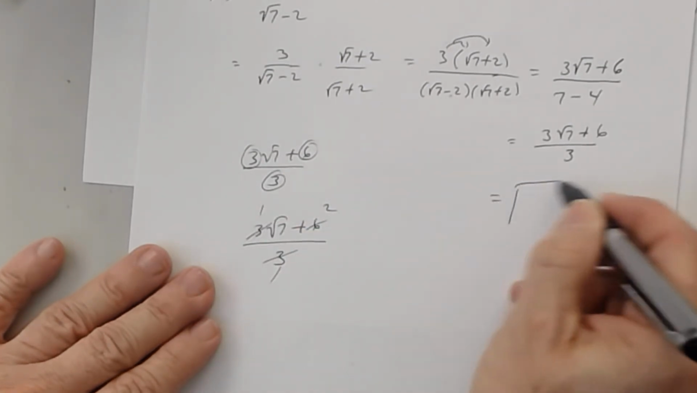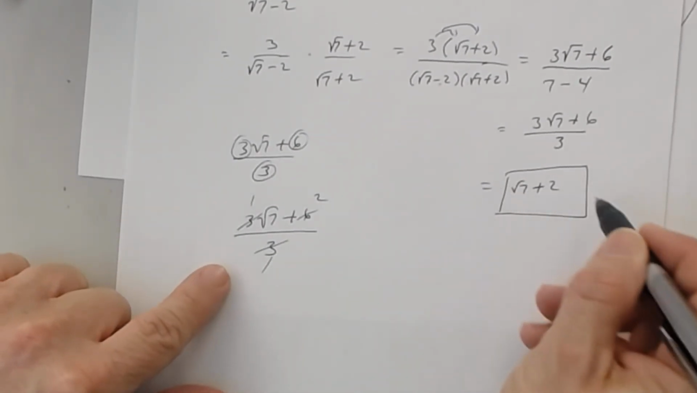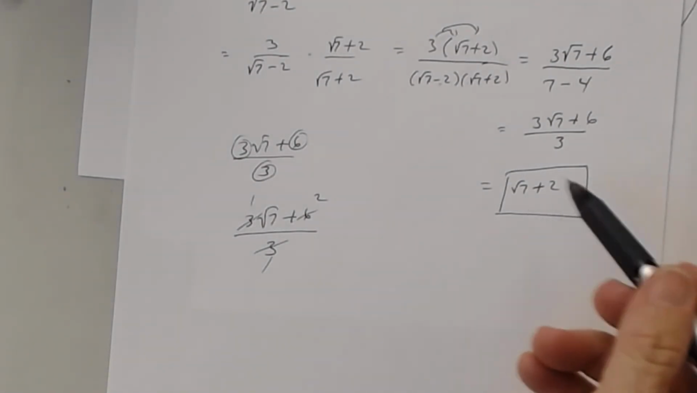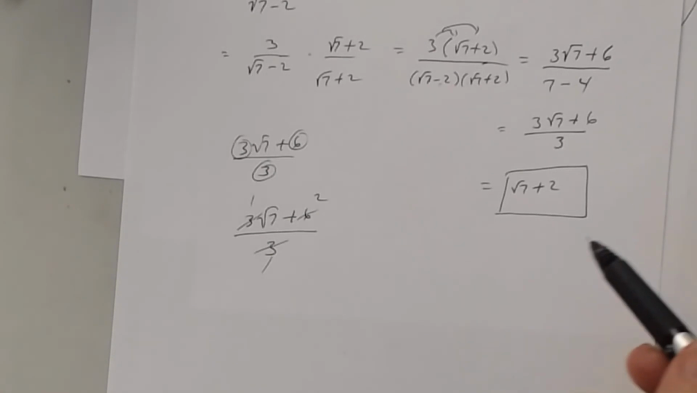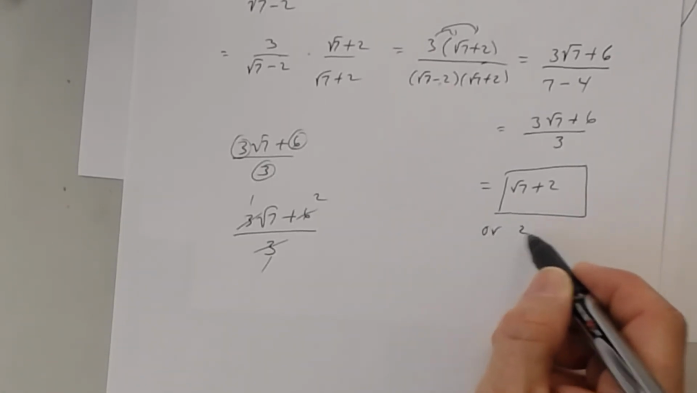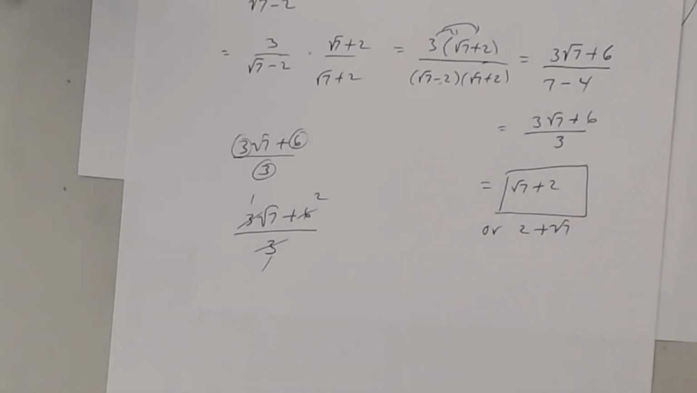So what is going to be the answer you're going to write? Square root of 7 plus 2. Don't say divide by 1 because you know that square root of 7 plus 2 divided by 1 is still the square root of 7 plus 2. Now if you want to put the 2 first, you can. So you could have said 2 plus square root of 7. It does not matter. Okay? All right. So that's the end of that part. So that should give you enough idea on how to rationalize the denominator.